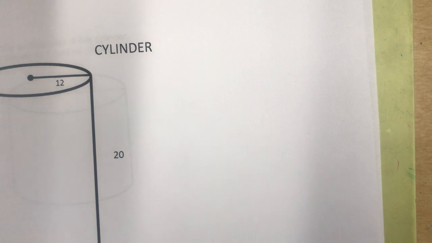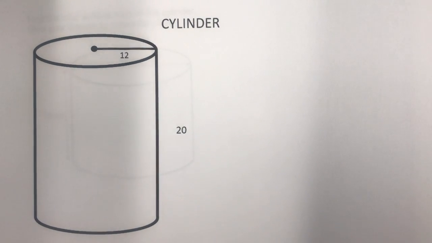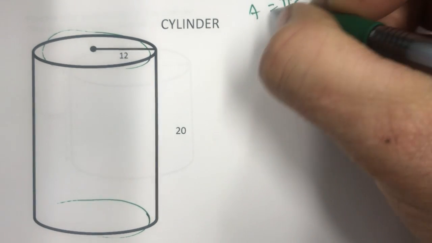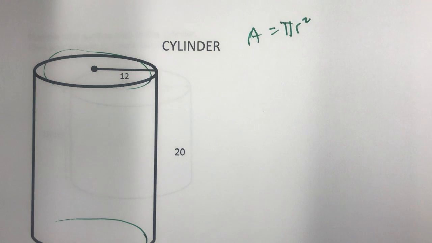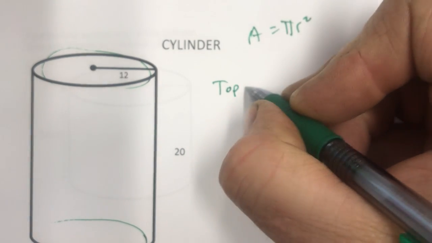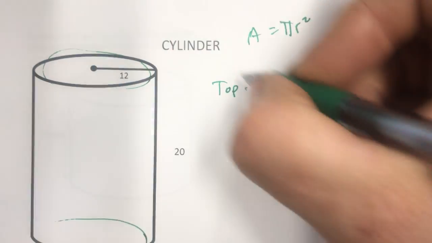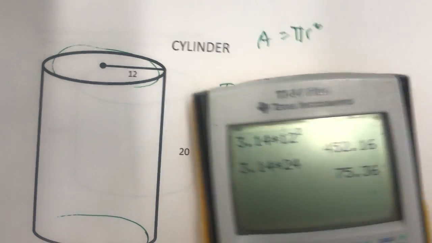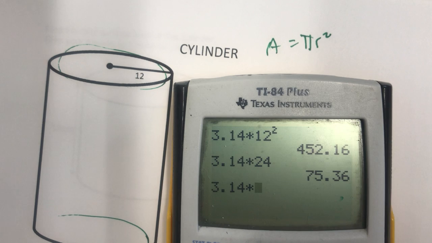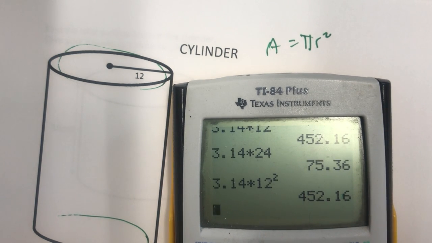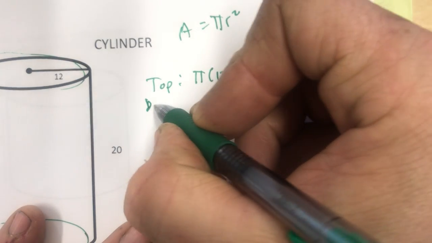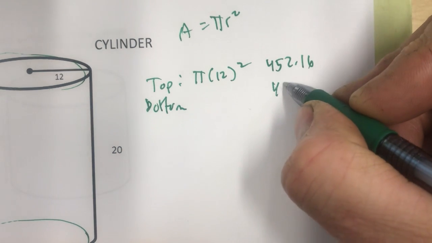Okay. Then we have a cylinder. All right, the surface area of a cylinder. We've got a top and we got a bottom down here. There are circles. Now remember, the area of a circle is pi r squared. This is area. Okay, so on the top, it's going to be pi times the radius, which is 12, squared. 3.14 is what pi is, times 12 squared is 452.16. That's the top, which means the bottom is the same thing.